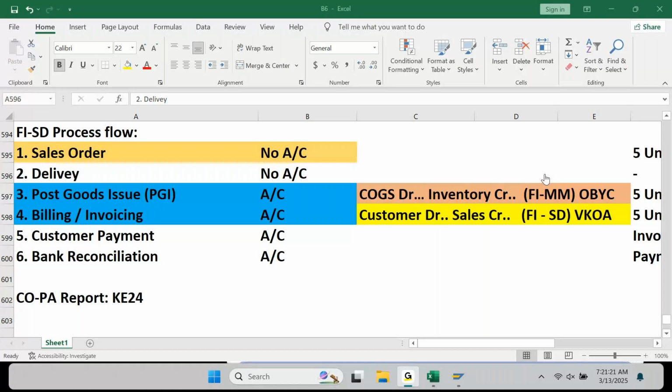Then you will do the cost estimation in CK11, and when you go to CK24, we do marking and we do releasing. When you mark, it will go to future price. When you release, it will come to current price. When you talk about these basic points, these are more than enough.